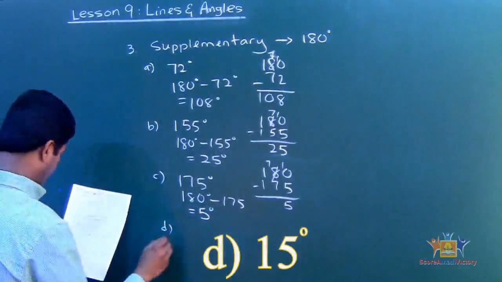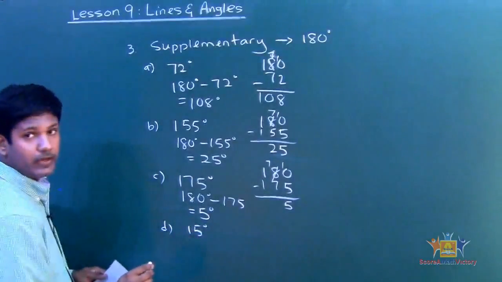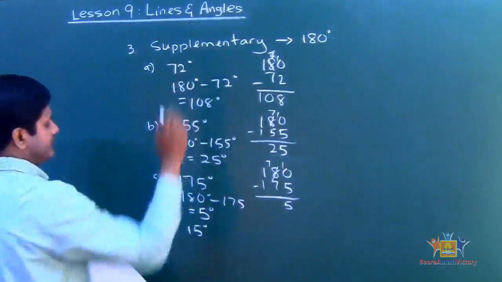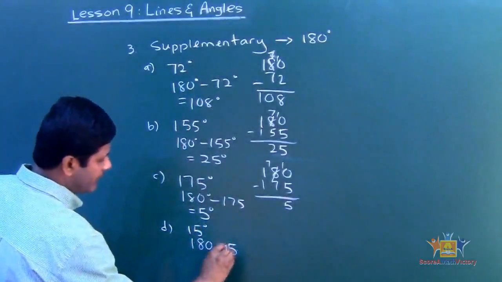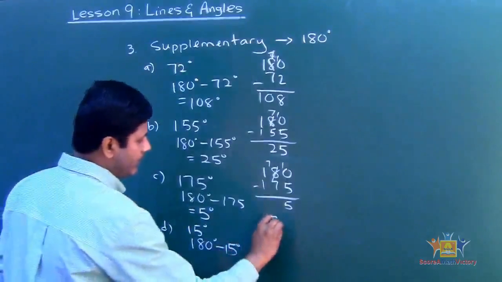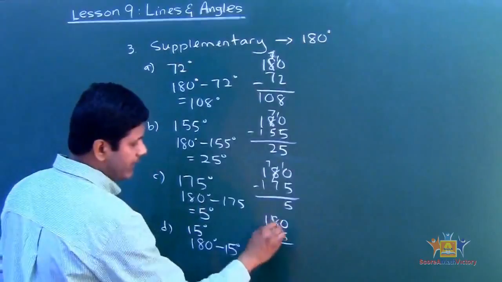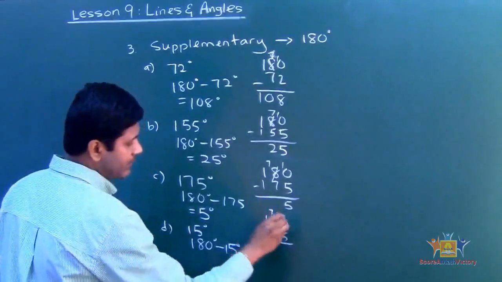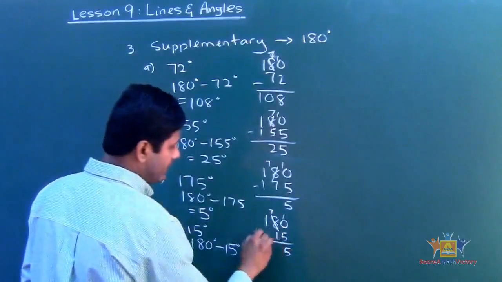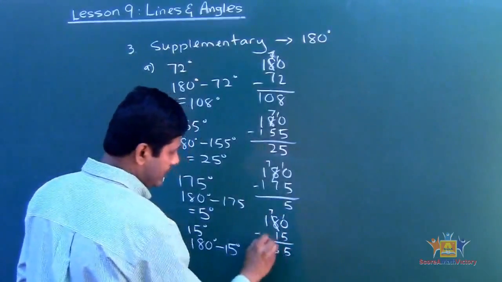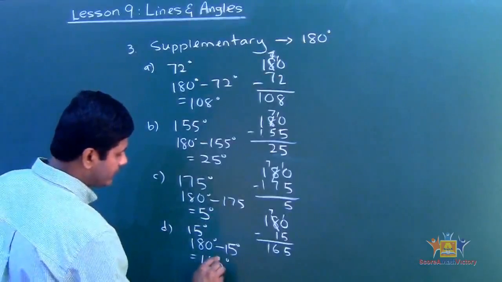And D, you're given 15 degrees, and again you're dealing with what? 180 degrees, because it's supplementary, so you're going to take 180 minus 15 degrees. We line it up. 180 with 15. 0 minus 5, I cannot borrow from 8. 8 becomes 7, 0 becomes 10. 10 minus 5 is 5. 7 minus 1 is 6. And then bring 1, which is 165 degrees.